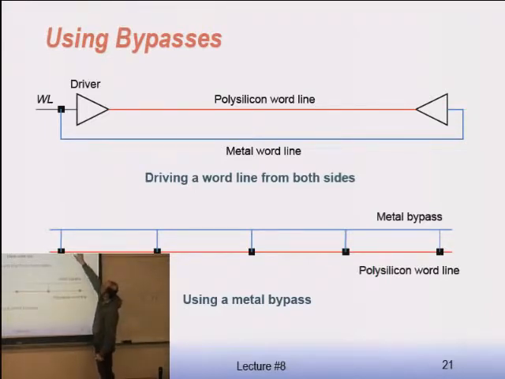So when you have a situation where you have a long line that is in polysilicon, for example, or in diffusion, in any low resistivity layer, then you probably want to do this. So when can this happen, first of all? It can happen if you have an area where you can't use metal. This can happen.